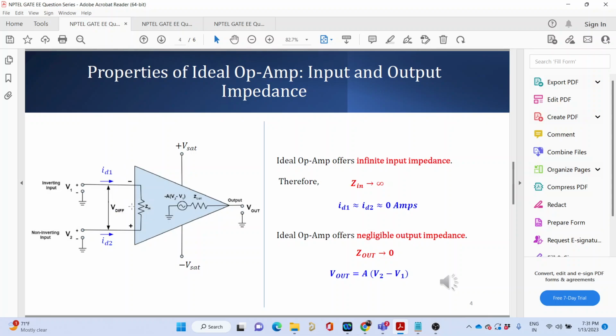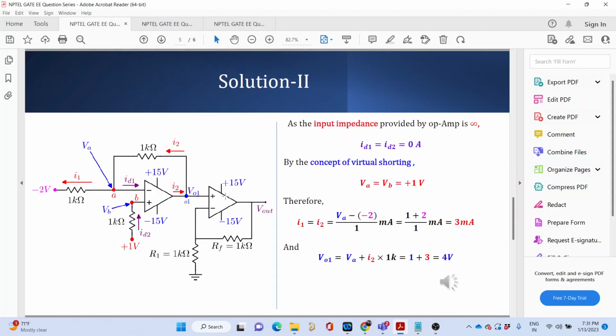So what I want is I want the ZIN to be very high, so that it doesn't draw any current from the point where I want to measure the voltage. Okay, so what I ideally want is ZIN to be very high and Zout to be very low, because I do not want any voltage drop across Zout, so that I can get A into (V2 minus V1) at the output. That is the basic fundamental of an op amp operation. Okay, now look at the question that has been given to us.